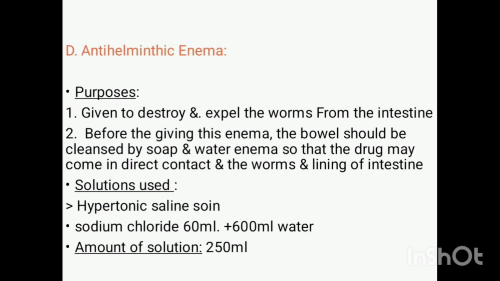D. Antihelminthic enema. Purposes: 1. Given to destroy and expel the worms from the intestine. 2. Before giving this enema, the bowel should be cleansed by soap and water enema so that the drug may come in direct contact with the worms and lining of intestine. Solutions used: hypertonic saline solution, sodium chloride 60 milliliters plus 600 milliliters water. Amount of solution: 250 milliliters.